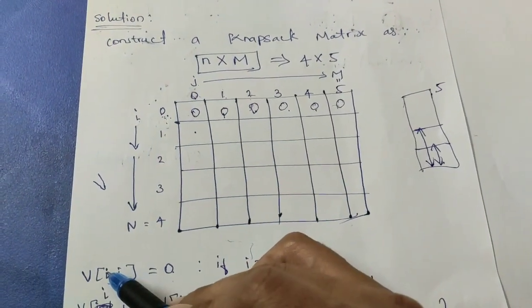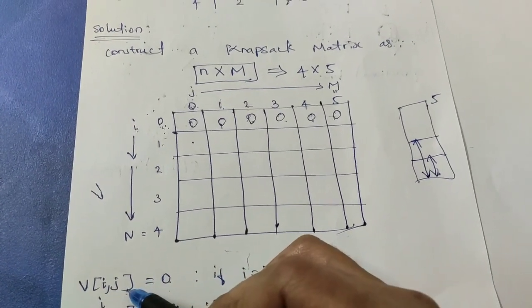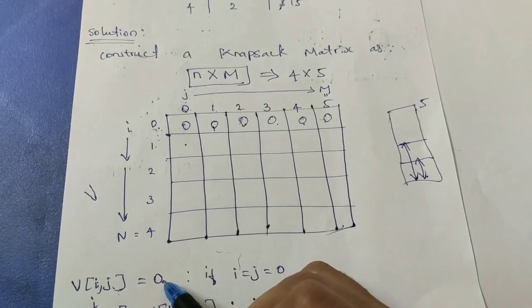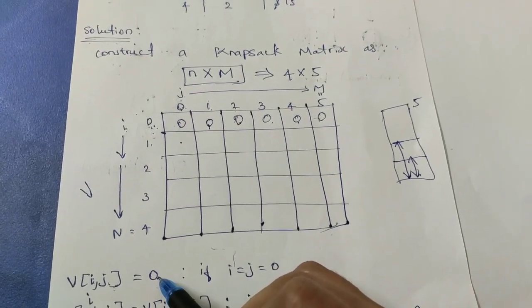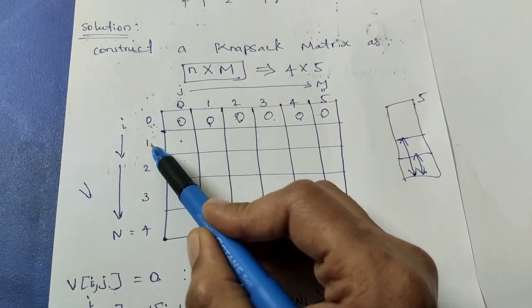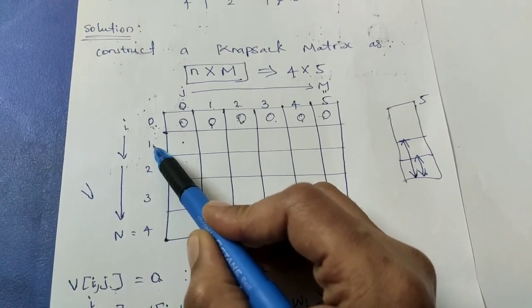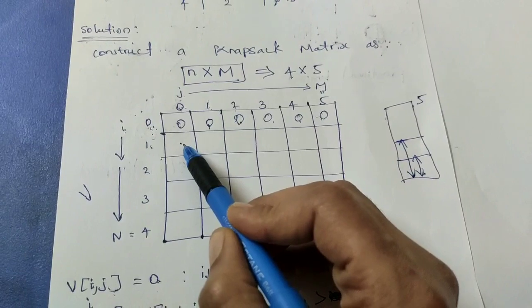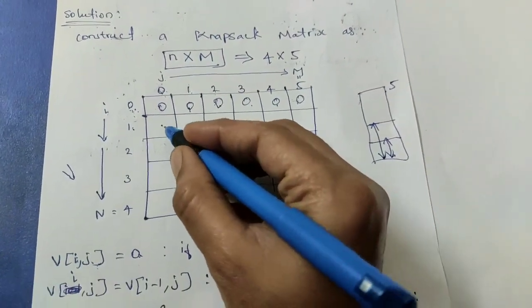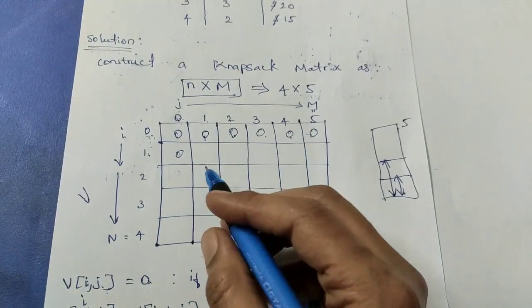If i value is 0 or j value is 0 or both are 0, I have to set the value as 0 using the first formula. So here i value is 1. That means you have some item to place into the knapsack. Do you have space in the knapsack? You have 0 space. So profit remains 0.